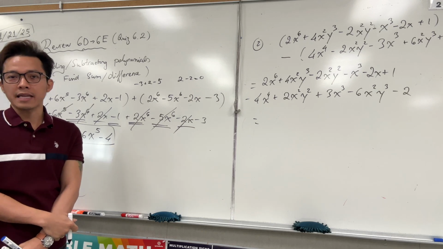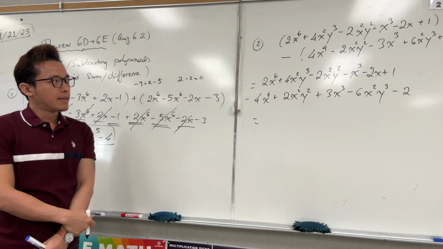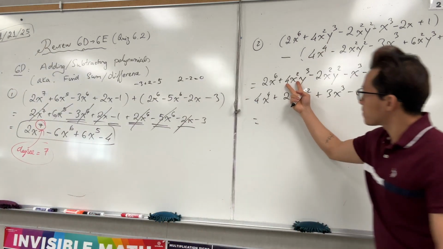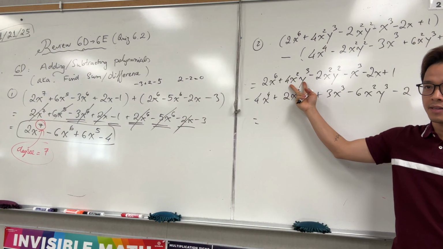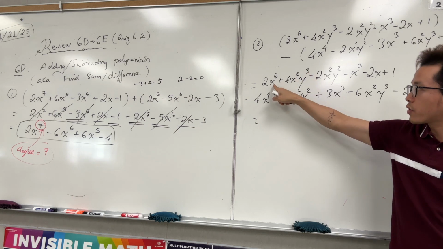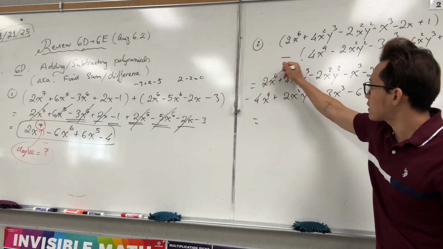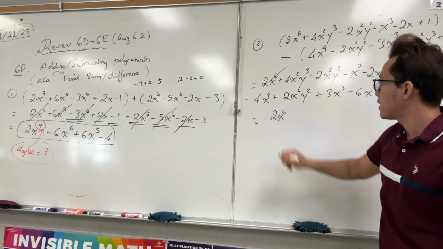Okay, now which one is the highest power? The 6, right? What is the power for this term? 5. Remember this? You're gonna add all the powers. So the highest is still the 6. Okay, so that's the 6. Is there any other 6? No, so that's the only one. So 2x to the power 6.